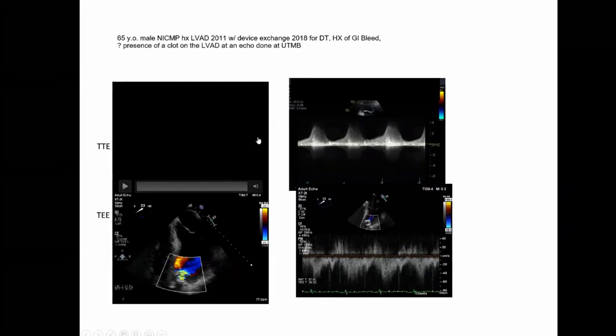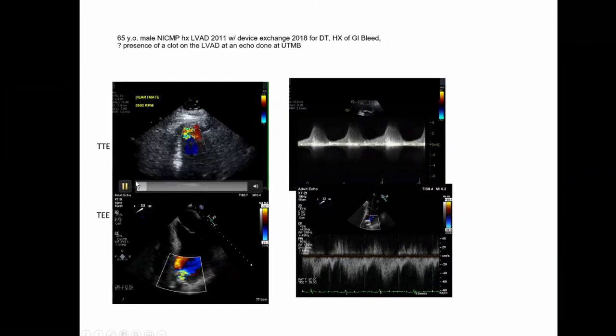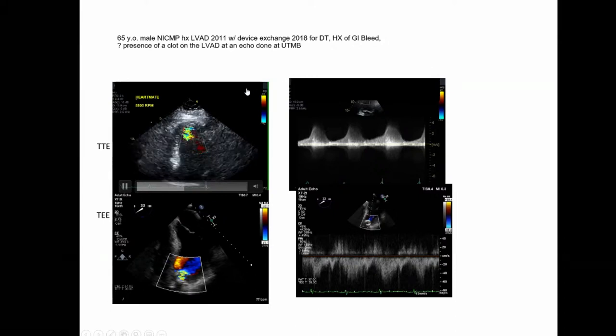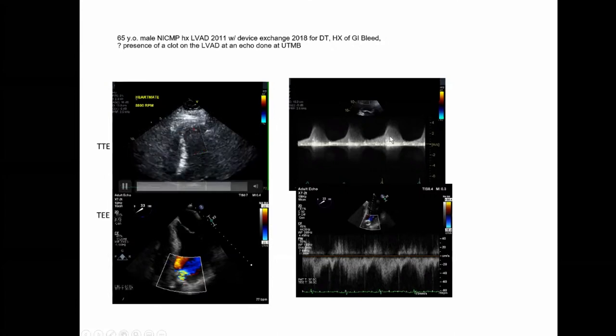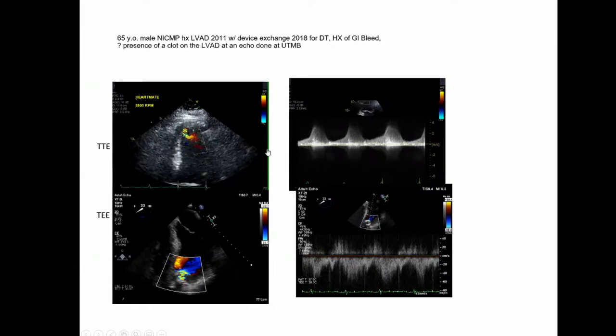But not all of them have this degree of severe malposition. This is another case of a patient who had a history of GI bleed, and he was actually followed at UTMB, and the echo over there showed very turbulent flow and high velocity, up to almost 4 meters in the inflow cannula. This patient was transferred here, echo was repeated here, documenting high velocity, possible obstruction, and they were concerned about clot formation.